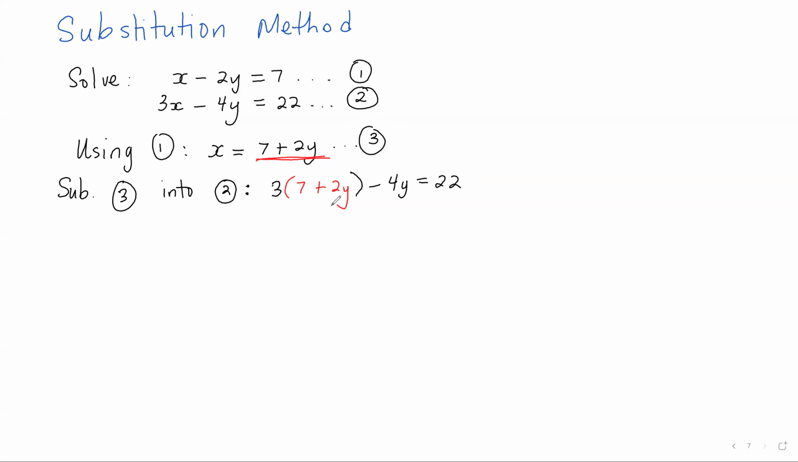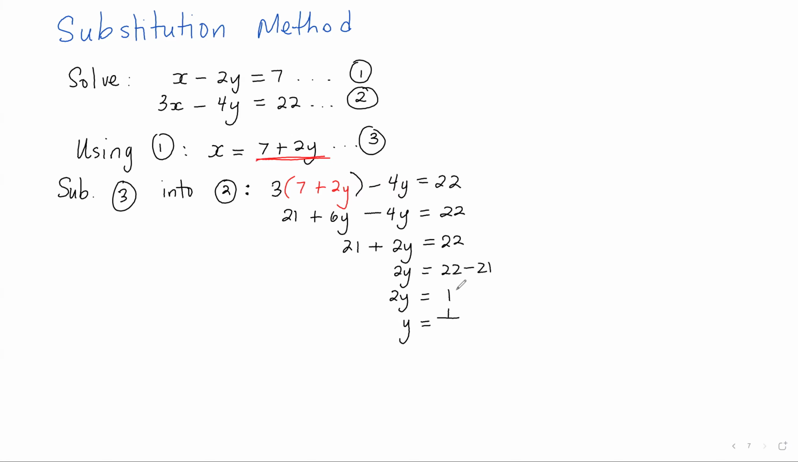Now I remove my brackets. 3 times 7 is 21, 3 times 2y is 6y, minus 4y is equal to 22. The objective here is to get an equation with one variable, because you can solve an equation with one variable. So 21 plus 6y minus 4y. 6y minus 4y is 2y. So 21 plus 2y is equal to 22. Therefore 2y is equal to 22 take away 21, which means 2y is equal to 1. And therefore y is equal to a half.